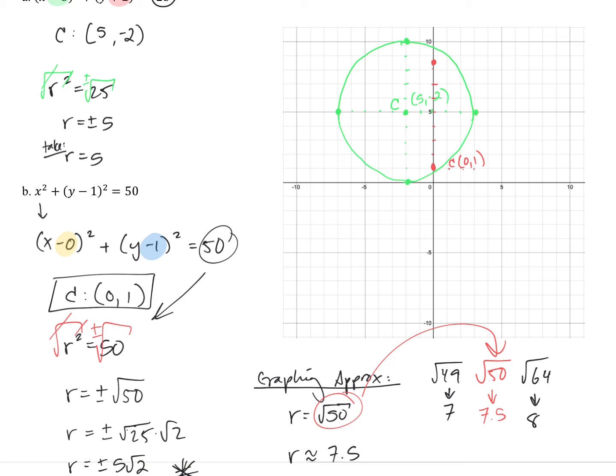1, 2, 3, 4, 5, 6, 7 and a half. And then one more, 1, 2, 3, 4, 5, 6, 7 and a half. Once again, it does not need to be a perfect circle, but best attempt at making a circle is always appreciated.